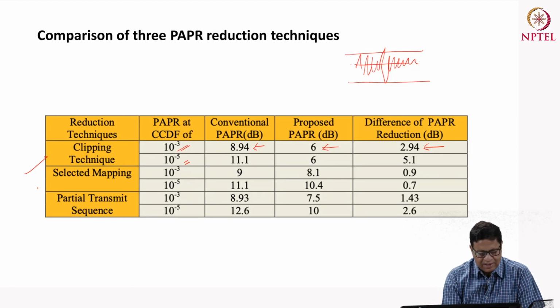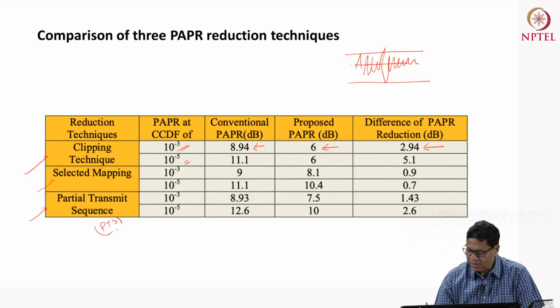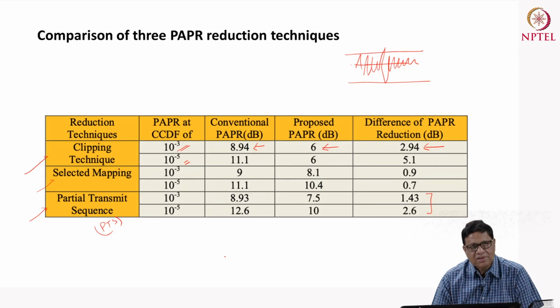The second method is selected mapping. Again, you get a certain advantage using this. And then there is partial transmit sequence, also called PTS. Again, you see some examples. So there are a lot of techniques for reducing the PAPR. I have mentioned three here, some of the important techniques which have been used in the literature.